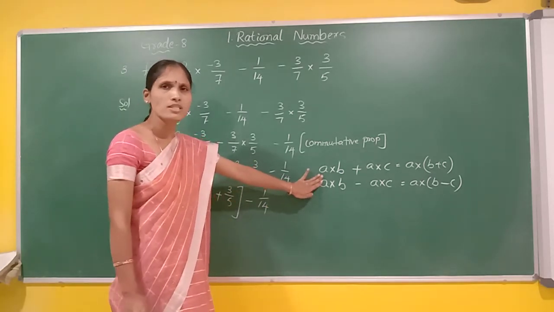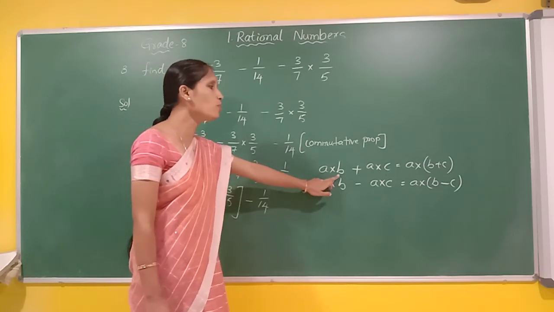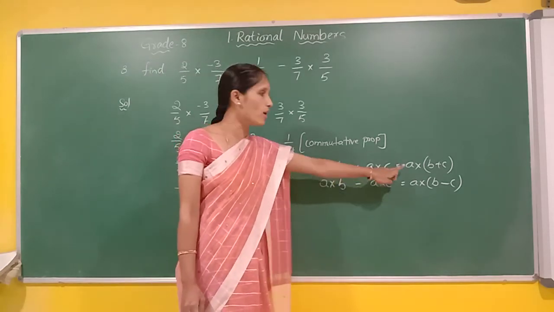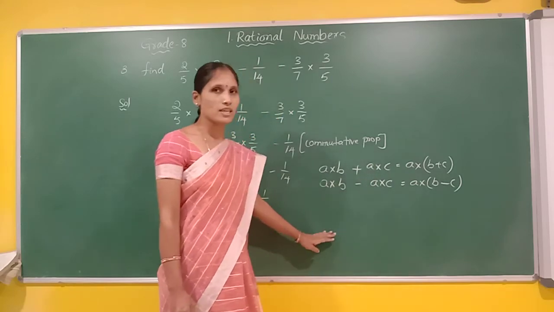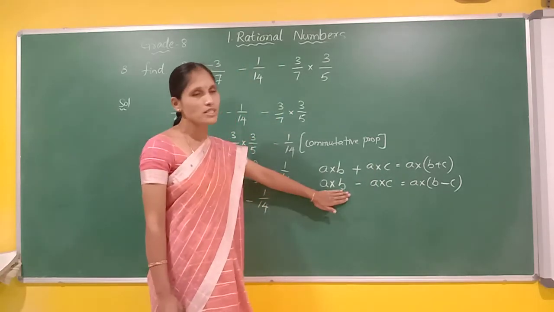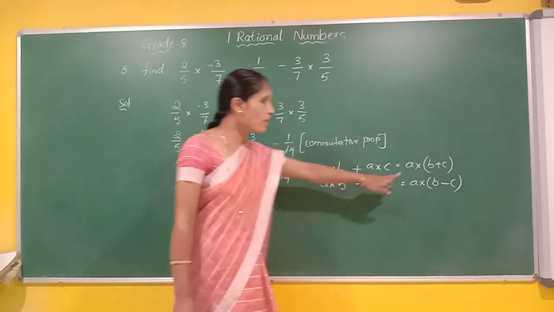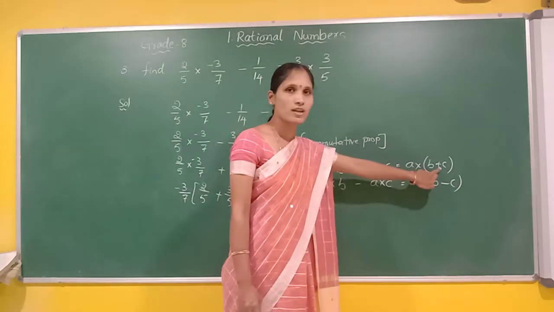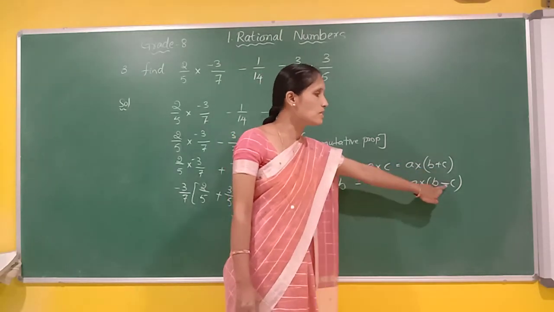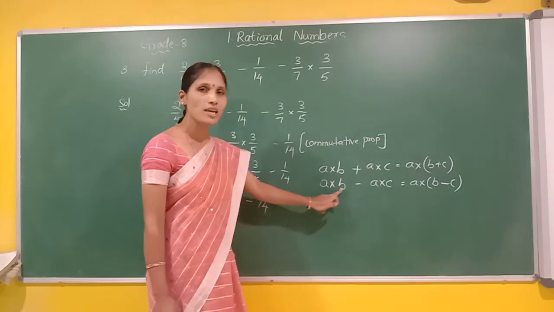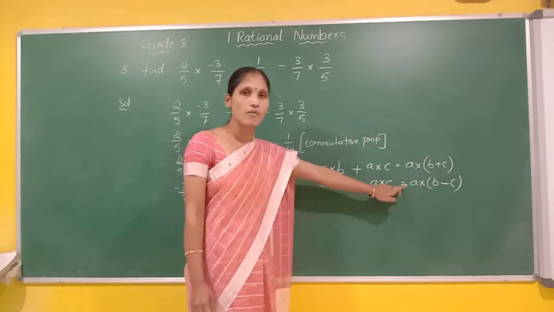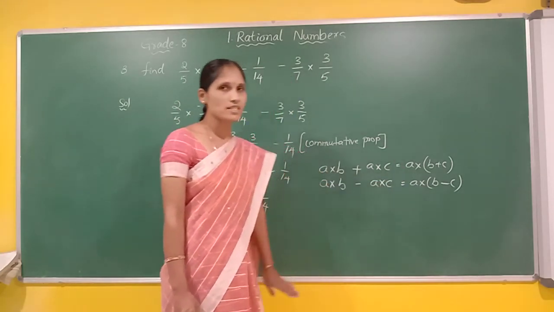What is the distributive property? a into b plus a into c equal to a into (b plus c). Multiplication distributes over addition. Multiplication distributes over subtraction: a into b minus a into c equal to a into (b minus c).